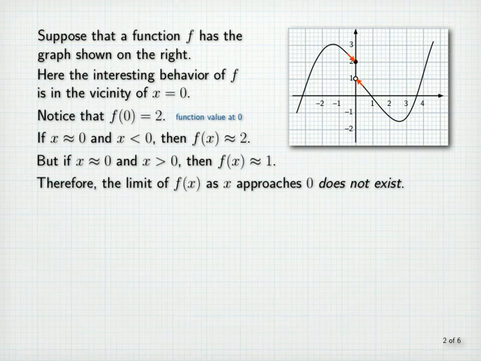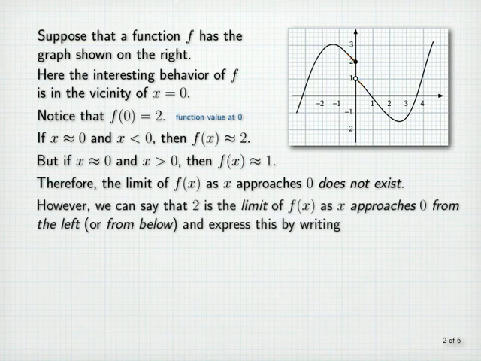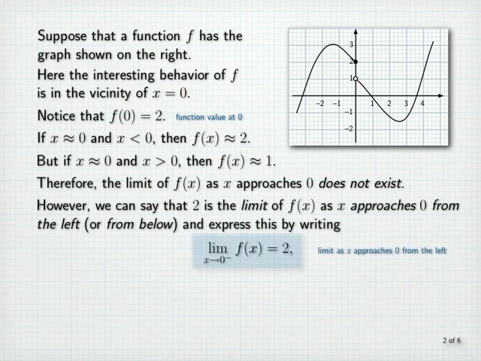However, we can describe the behavior of f near x equals 0 in terms of one-sided limits. Here, 2 is the limit of f of x as x approaches 0 from the left or from below. This means that for any interval centered at 2 on the y-axis, f of x will be in that interval whenever x is in a sufficiently small interval whose right endpoint is 0.